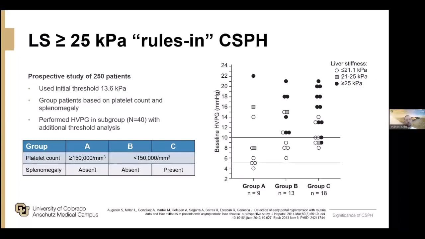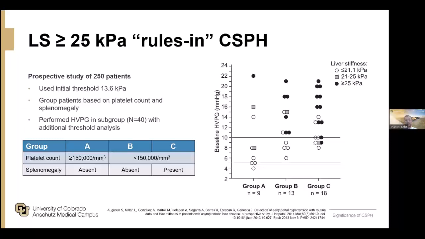But they further grouped patients based on presence or absence of thrombocytopenia, defined by a platelet count of 150,000, and presence or absence of splenomegaly. And in a subgroup of those patients, so 40 of the 250, they actually had HVPG measurements. And they actually then did additional threshold analysis using the different thresholds that are depicted in the dot plot to your right. And I want to draw your attention to 2 things.